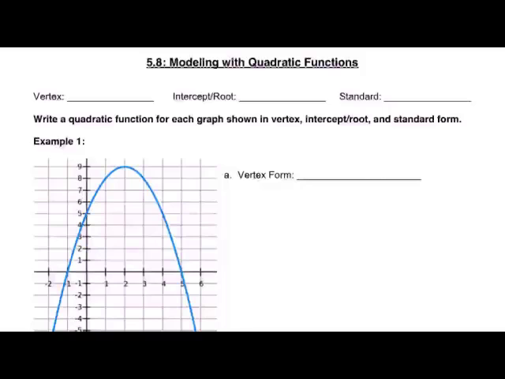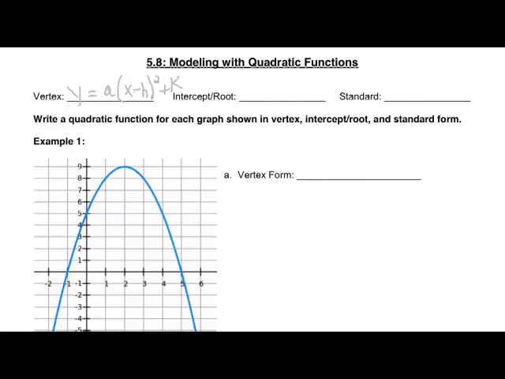So before we get started, we need to review what each form looks like. The first one is vertex form. If you remember, we find vertex form by completing the square. So y equals a times (x minus h) quantity squared plus k, where h and k are the vertex and a just tells us how much we are stretching or shrinking our quadratic function.